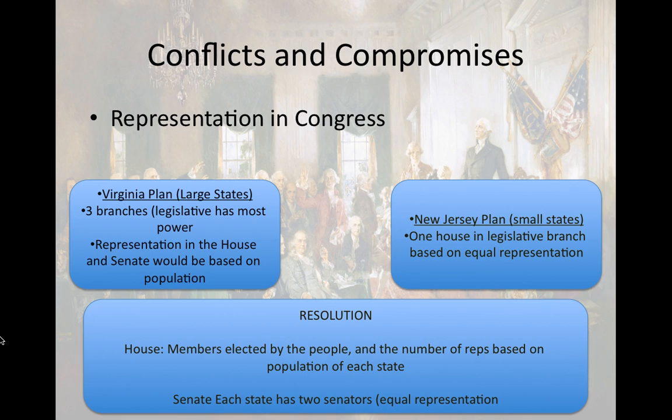And in the Senate, there will be an equal representation for the states. So each state is going to get 2 senators. This is called, and write this down, the Great Compromise. The Great Compromise determines representation in Congress.